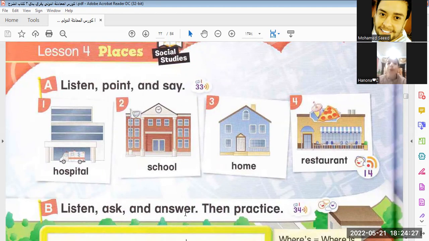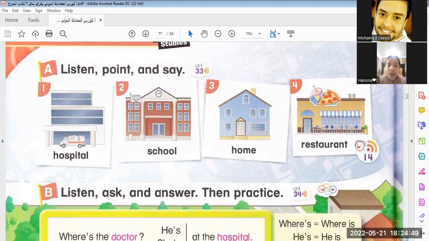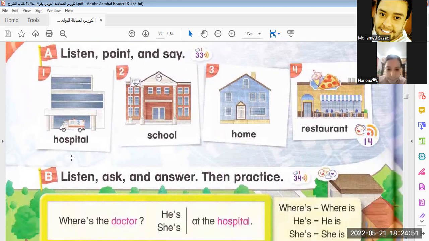School. Home. Home. Long O. Restaurant. A plus U makes the sound O. Rest, short E, restaurant. Restaurant. Can you read these words again?